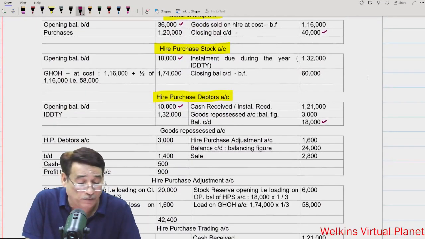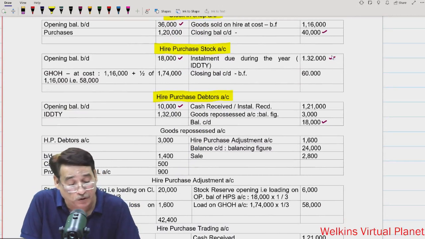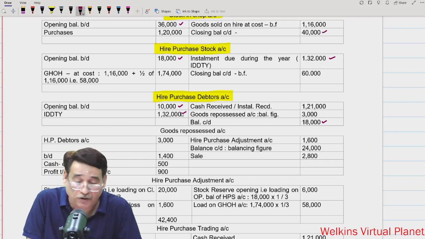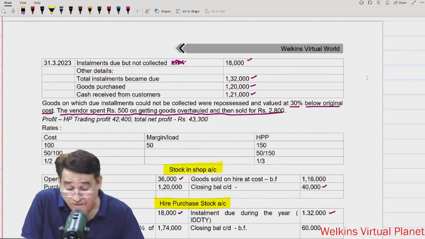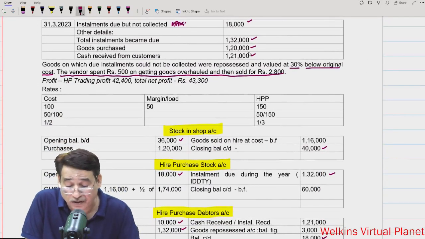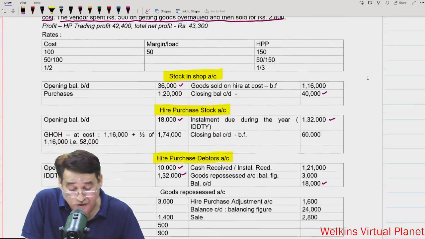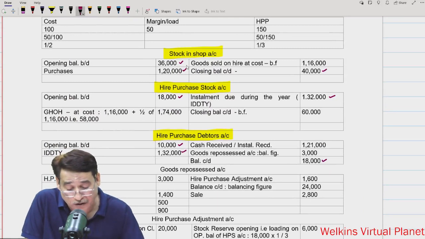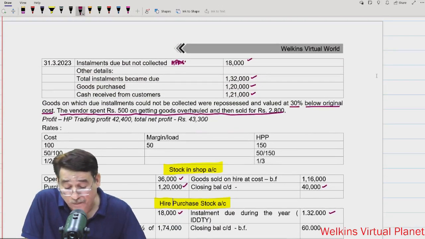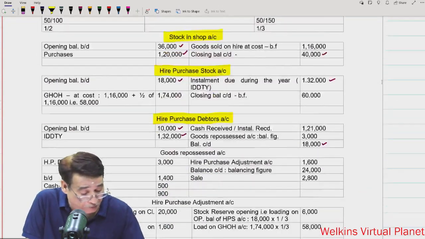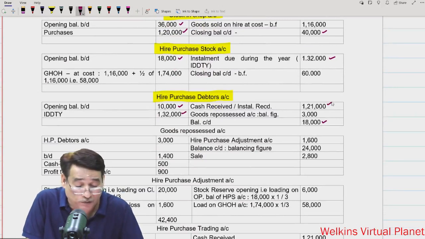I told you, installment due during the year, you will write once towards the credit side of hire purchase stock account and also towards the debit side of hire purchase debtors account. And then in this particular question, cash received from customer is given, goods purchased is given also, and total installment became due. We have written goods purchased 1,20,000 in stock in shop account, and then cash receipt from customer 1,21,000. We are going to write it over here.